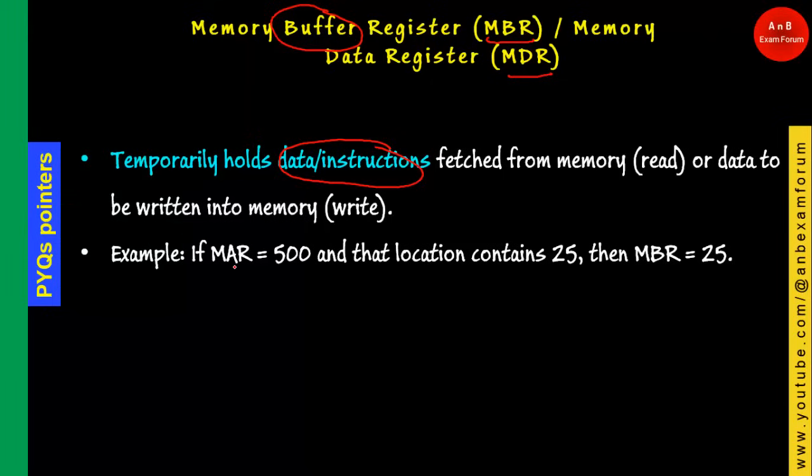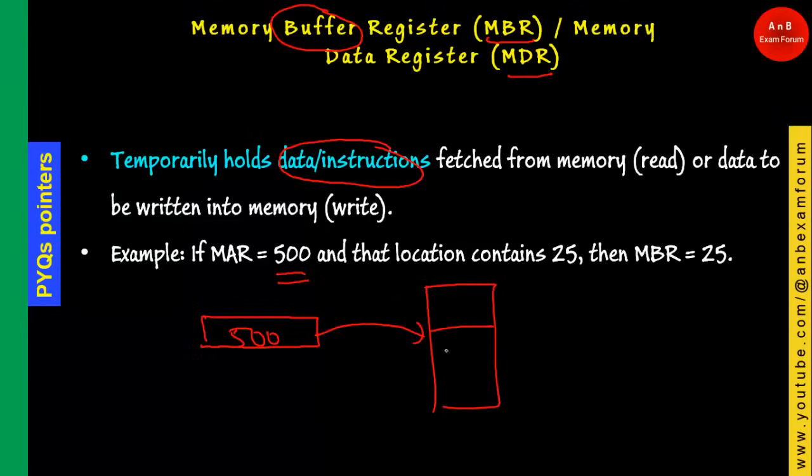Take the example where my memory address register contains the value 500, and it addresses a memory location, and that memory location contains 25. Then the memory buffer register will have the value 25. They are interlinked, but ultimately this is the temporary value that is going to be used during the instruction execution.